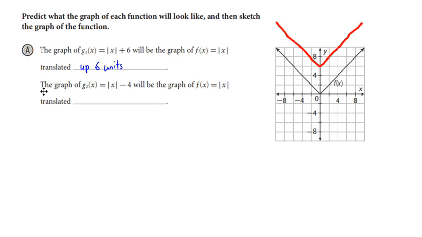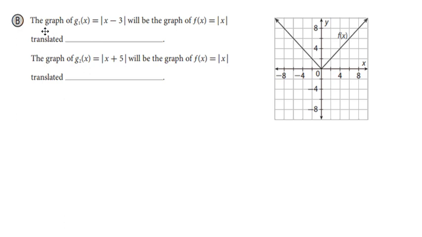And then the next one, the graph of g of x equals absolute value of x minus 4. So it's going to be the graph of f of x equals absolute value of x translated, what? Down 4 units. Okay, we're going to do the same thing here and translate the graph down 4 units. There, done. Let's go on.